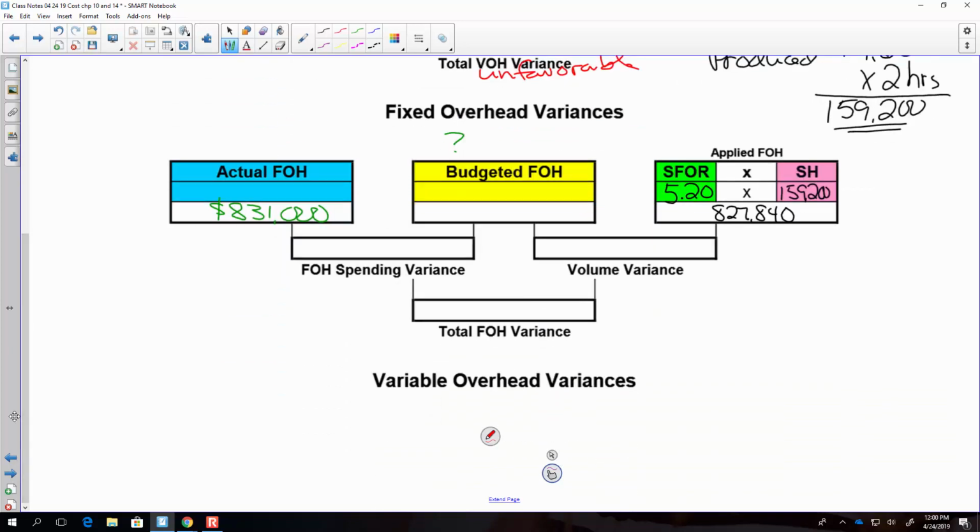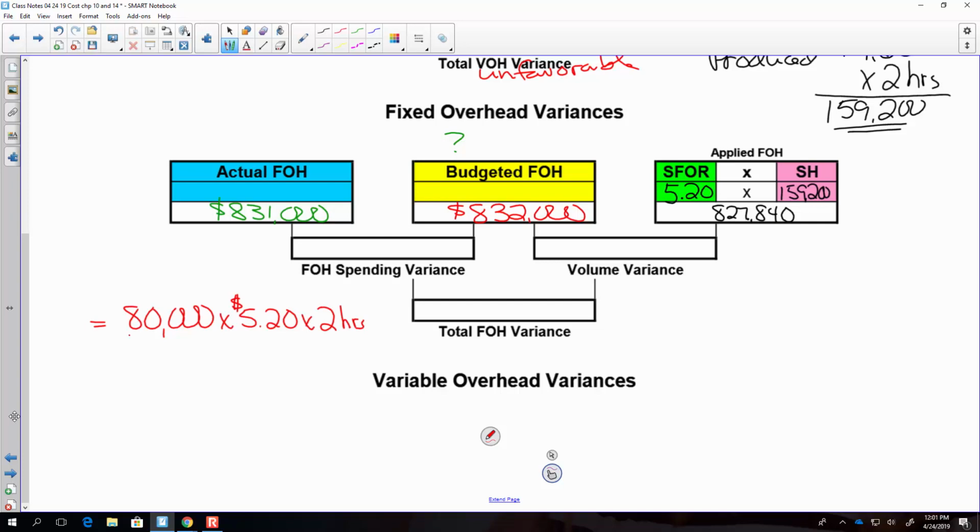On the middle number, that's the one that I thought was going to be the hardest. Did anybody get it? Kershaw, how much did you get? 832,000. Excellent. How'd you get that, Kershaw? 80,000 times 5.2 times 2. And what was the 80,000?